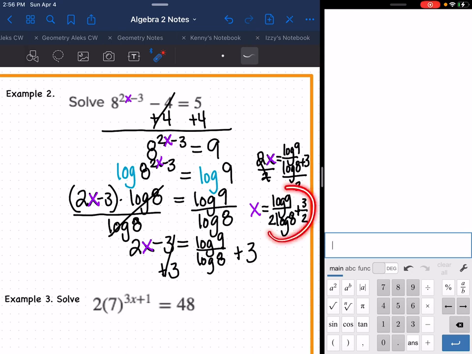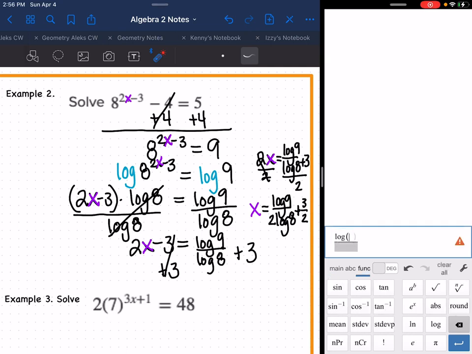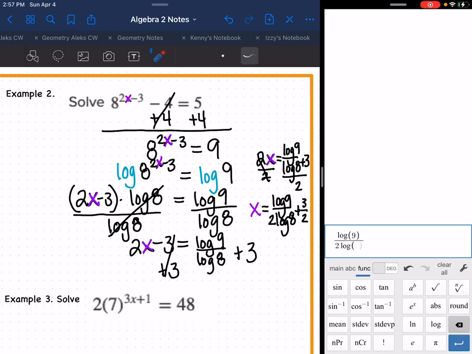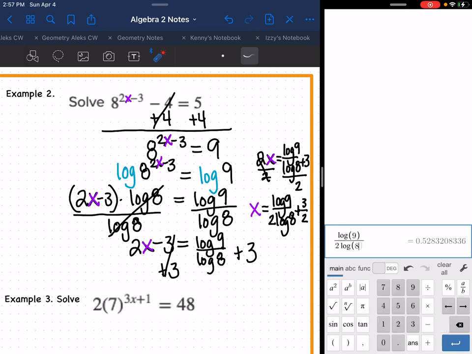Now I can grab all of this and let's go over to Desmos and put it in. I'm going to start with my fraction and grab my log of 9. I'm going to put 2. You can press times if you want, but you should be able to just go ahead and do log. And then I'm going to add my fraction of 3 halves. And there we go. There's my decimal right there.